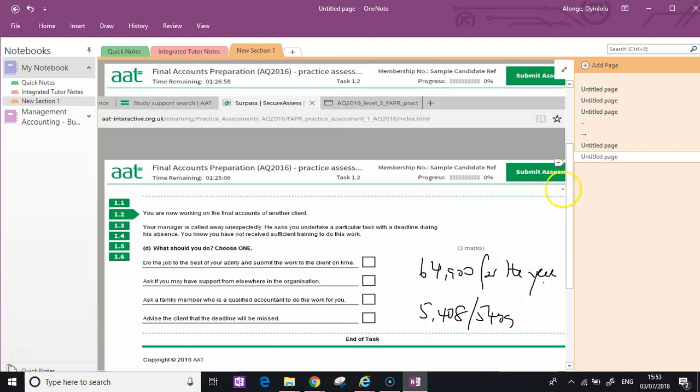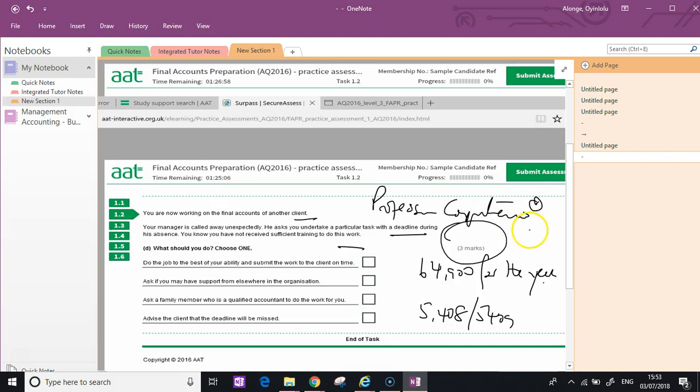And finally, in this question, you have an ethics question for 3 marks. Again, you're working on a final account of another client, and it says that your manager is called away. He asks you to do something that you're not quite able to do. So this is the question of professional competence, and you really shouldn't be doing anything that you're not quite ready or qualified to do. It's not about doing the job to the best of your ability. You can do that, but don't submit the work to the client because you're not ready.